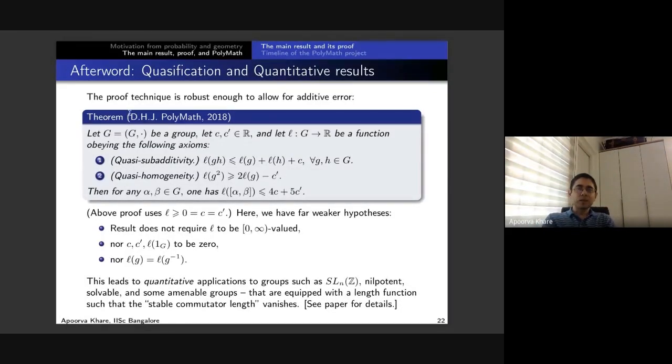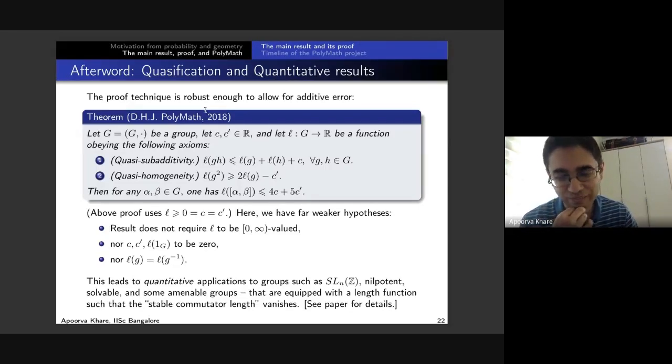So we wrote this paper under the common name of DHJ Polymath, because the tradition apparently in mathematics is, again, a very 21st century tradition, that with Polymath the individual names are not written in the paper. They are written as DHJ Polymath.